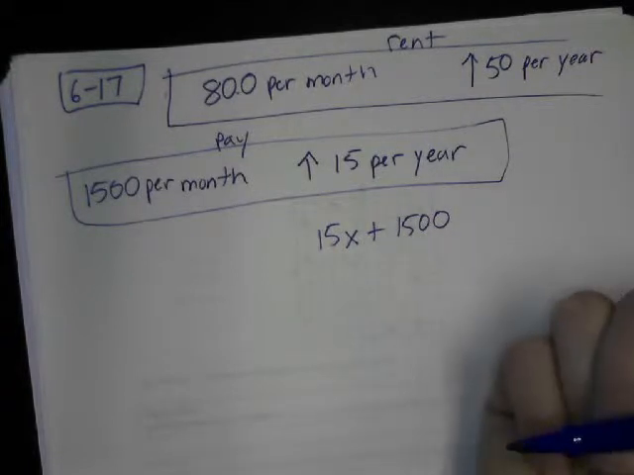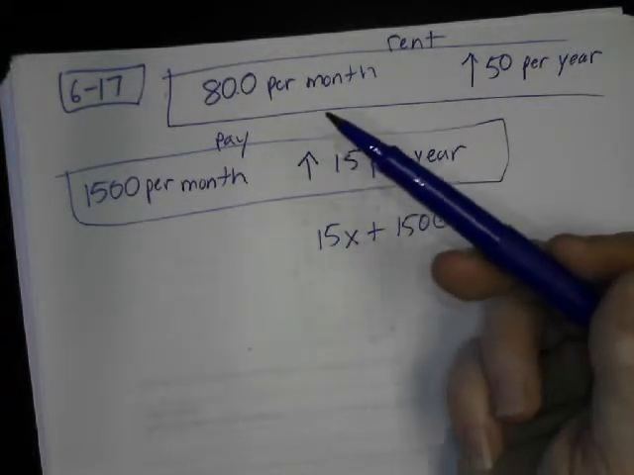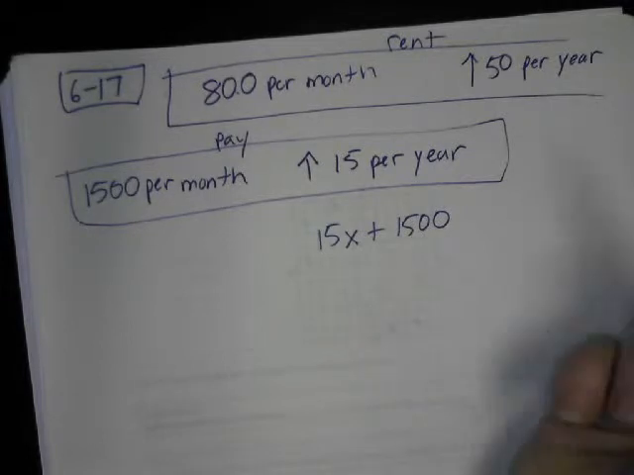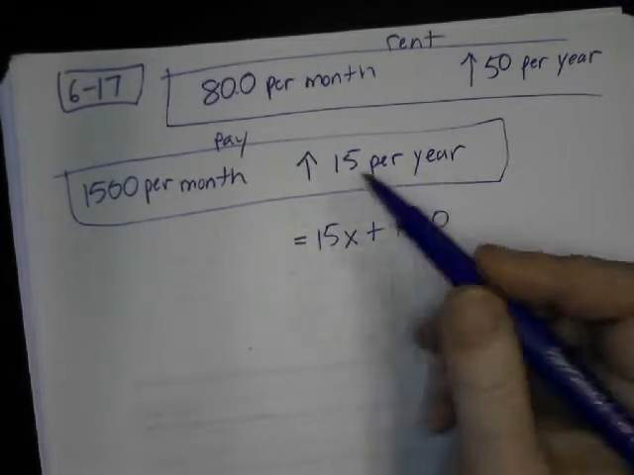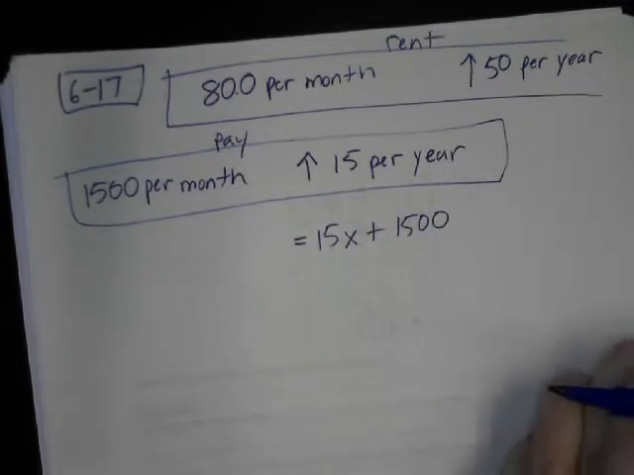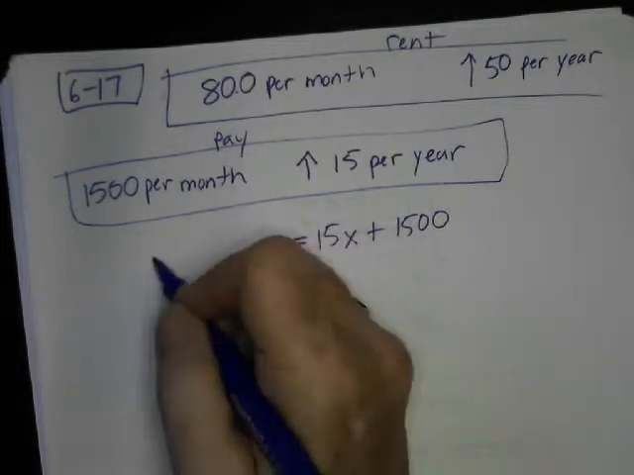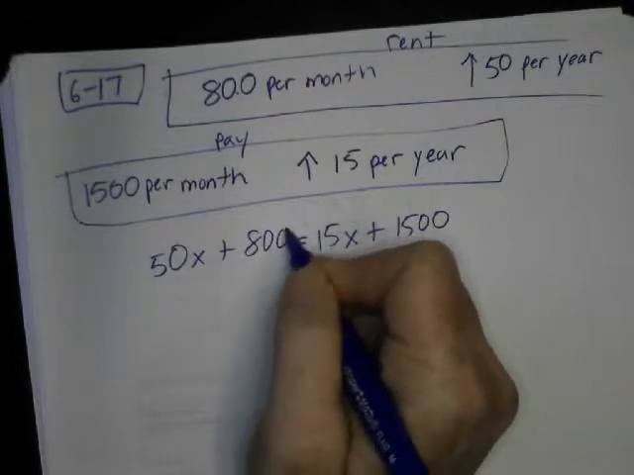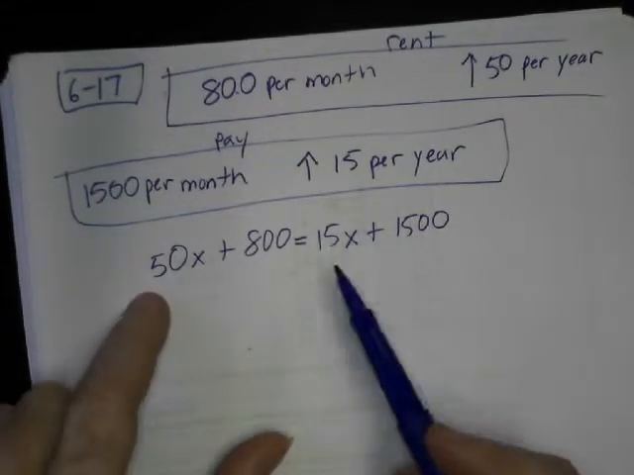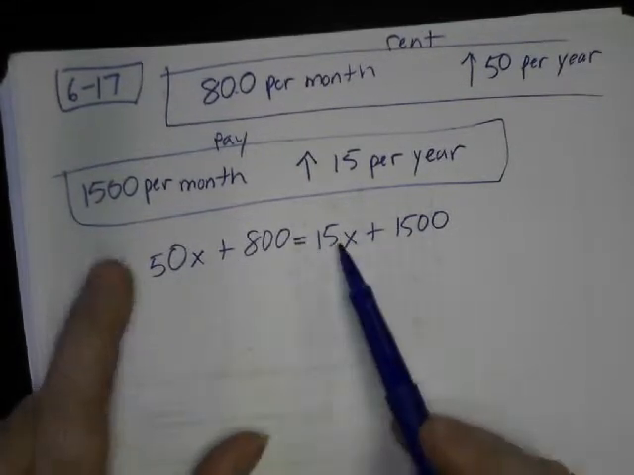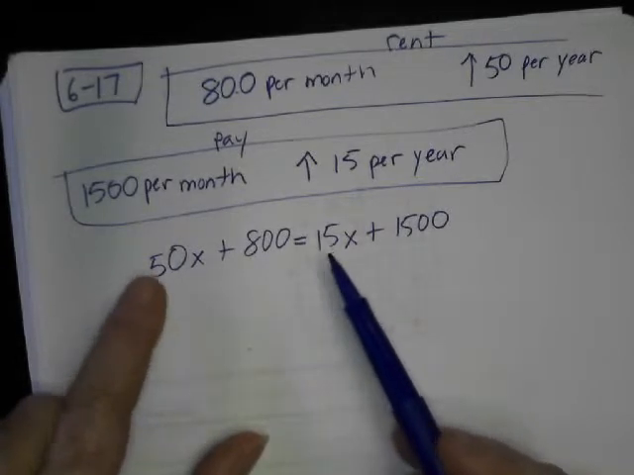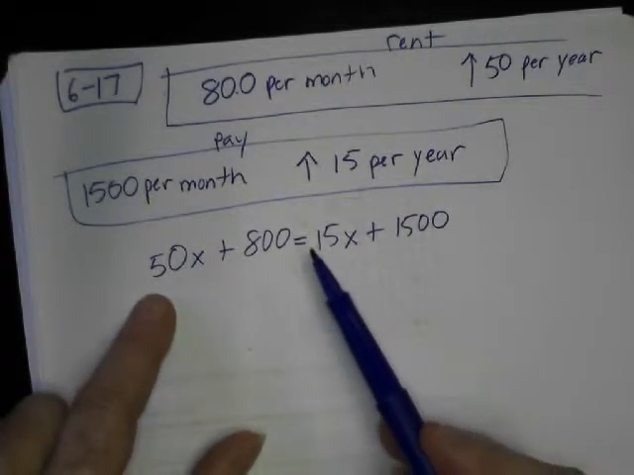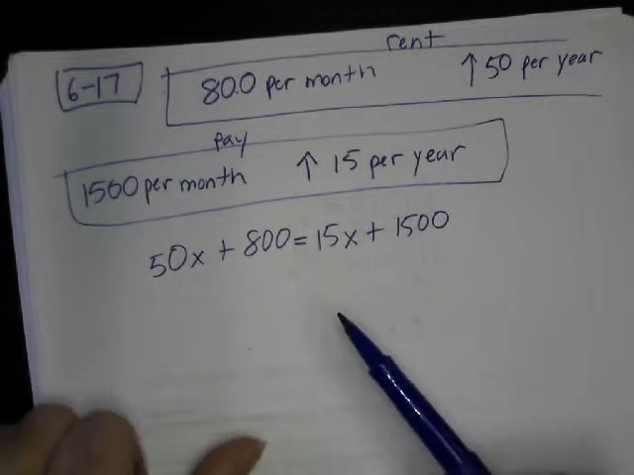Let's try it. And then what would the other one be if we're doing it like that? Yeah, Sandy? 50x plus 800. Let's see what happens. I do agree with you that it is growing, and we know that slope is like a growth factor or whatever. So why did I set them equal to each other?